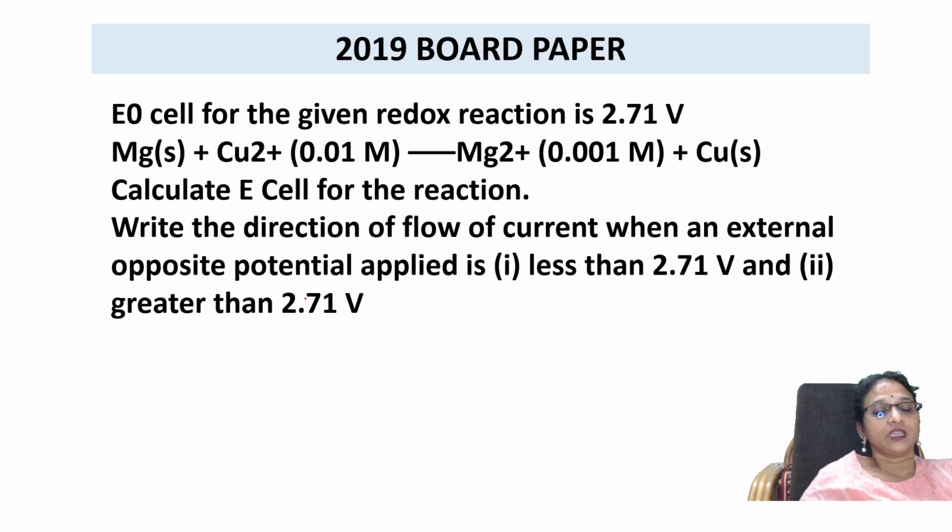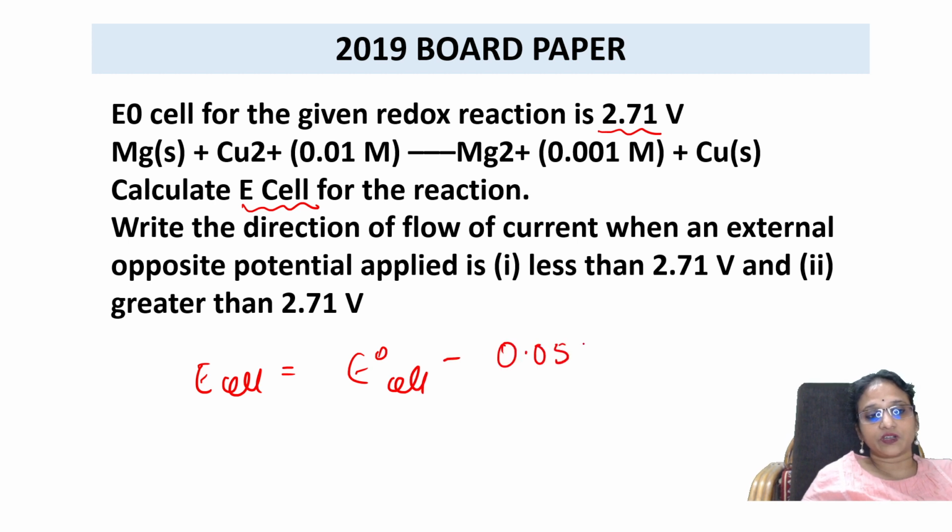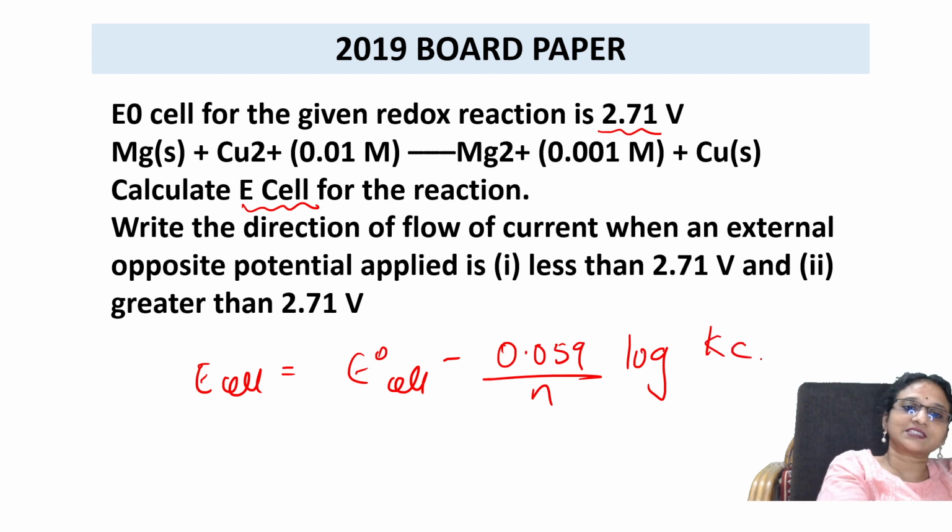2019 paper. The E naught cell of the given redox reaction is given. What should I calculate? I need to calculate E cell. Write the direction of flow of current when an external opposite potential is applied. Now, first let us calculate E cell. E cell is equal to E naught cell minus 0.059 by n log Kc. Correct? Yes.